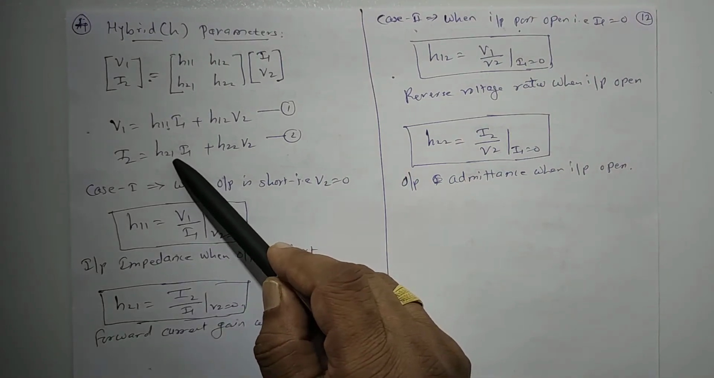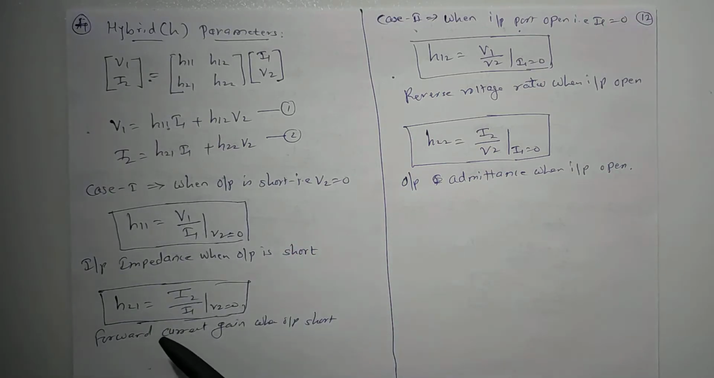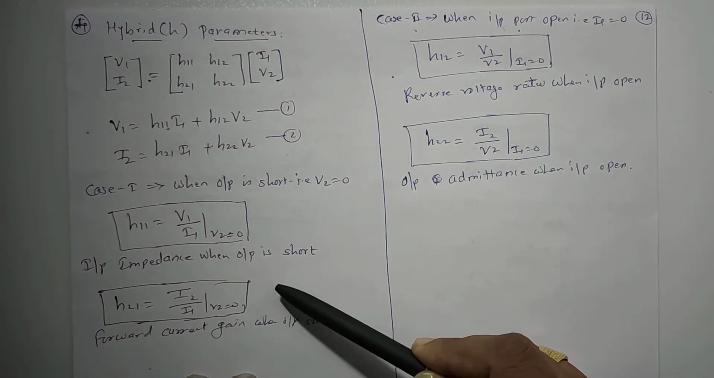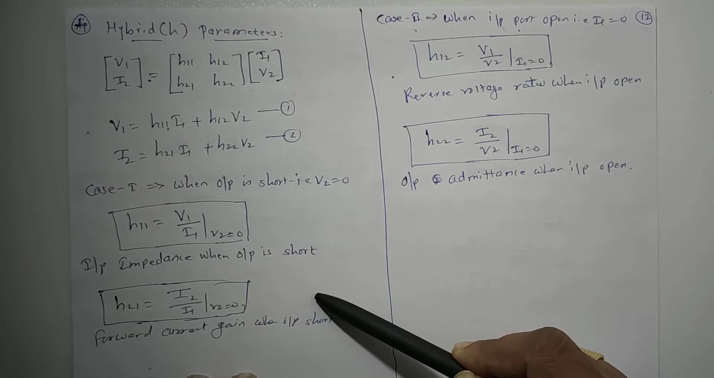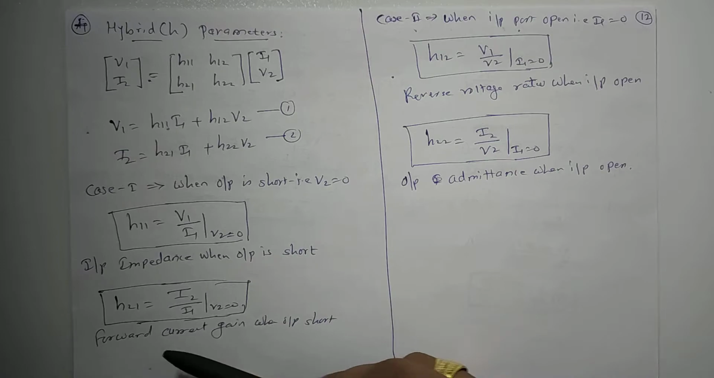Next, from equation 2 we are getting H21 when V2 is 0. H21 is equal to I2 upon I1 when V2 is 0. Output variable upon input variable, therefore it is a forward ratio of current. So it is a forward current gain when output is short circuit. So H21 is called the forward current gain when output is short circuit. This is represented by HF in transistor analysis. H11 is represented by HI because it is the input impedance. F stands for forward.